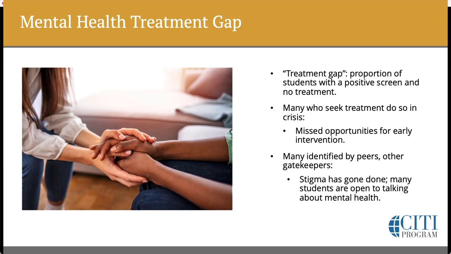Many students who do seek help for their mental health are identified by peers and other gatekeepers. As I mentioned, stigma has gone down and many students are really open to talking about mental health. I'm also going to talk about the role of faculty, as I mentioned. And so I think many of these gatekeepers, staff, faculty, and students, certain staff roles on campus have had less prominent access to students throughout.